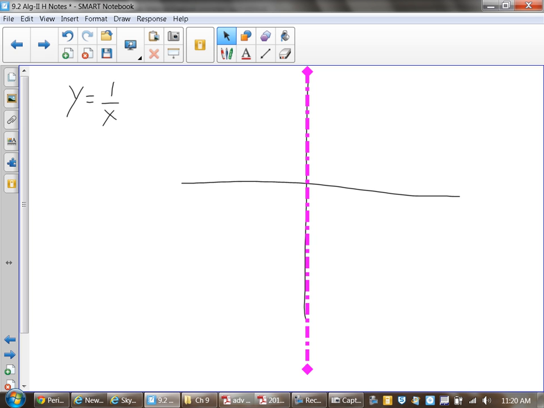You ever heard of an asymptote? An asymptote is kind of like a boundary, if you will. It's what your graphs are going to approach, getting infinitely closer and closer and closer to, but it will never touch it.